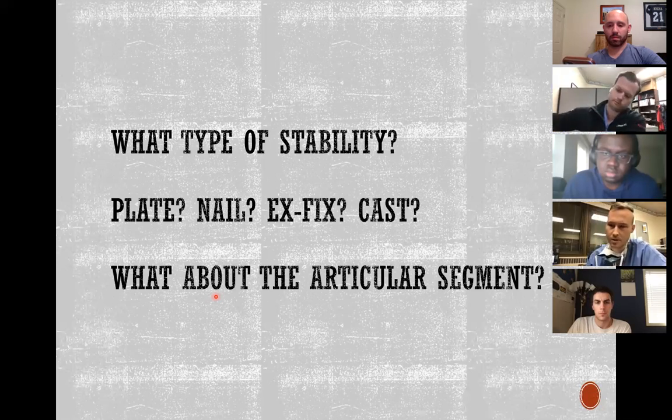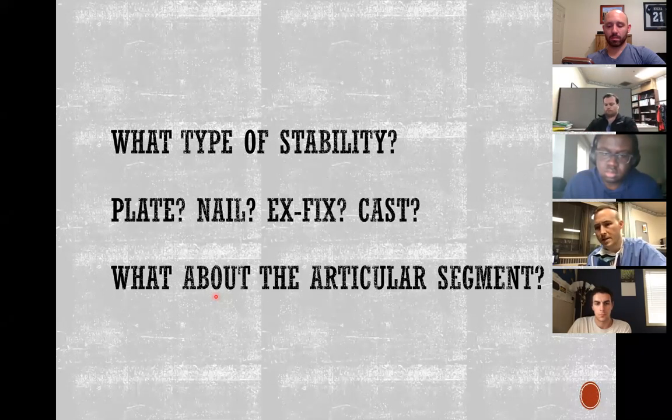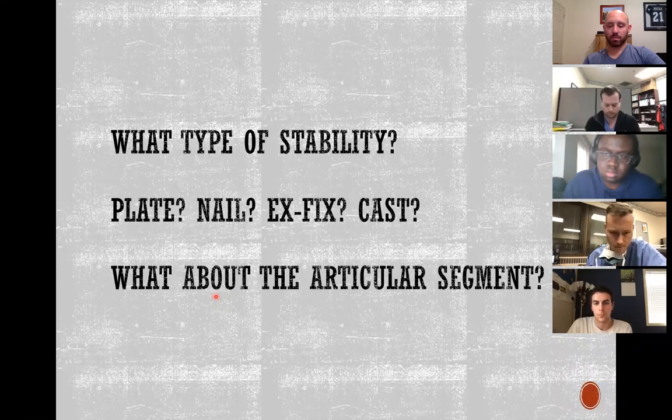Well, for articular fractures, we don't like secondary bone healing. We don't like relative stability, because if it moves any, it can lead to post-traumatic arthrosis. So if we're going to operate on an articular fracture, we typically try to compress it and go for absolute stability.